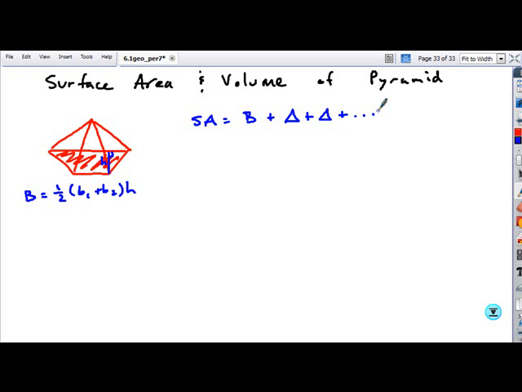All the lateral faces are triangles. The base is whatever its shape happens to be. But you'll just add those together. And so this one does vary depending on what type of pyramid you're looking at.